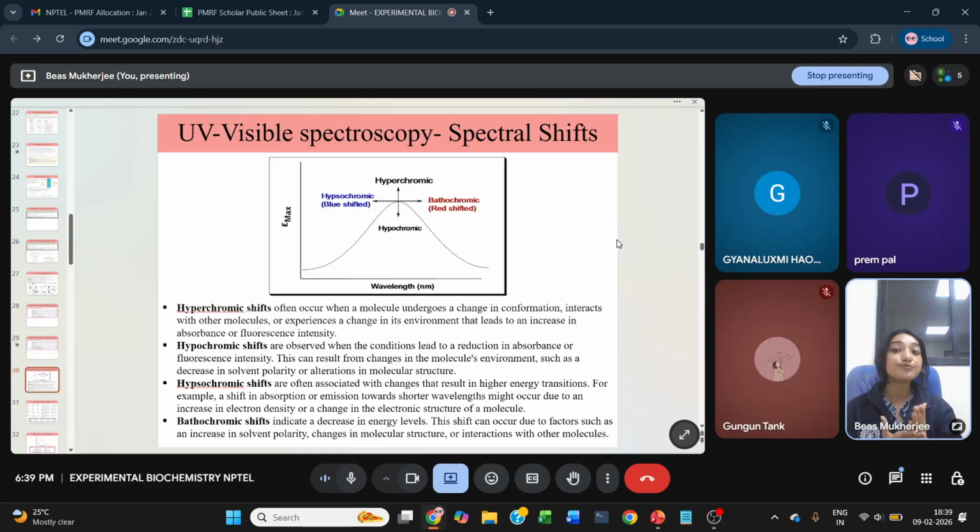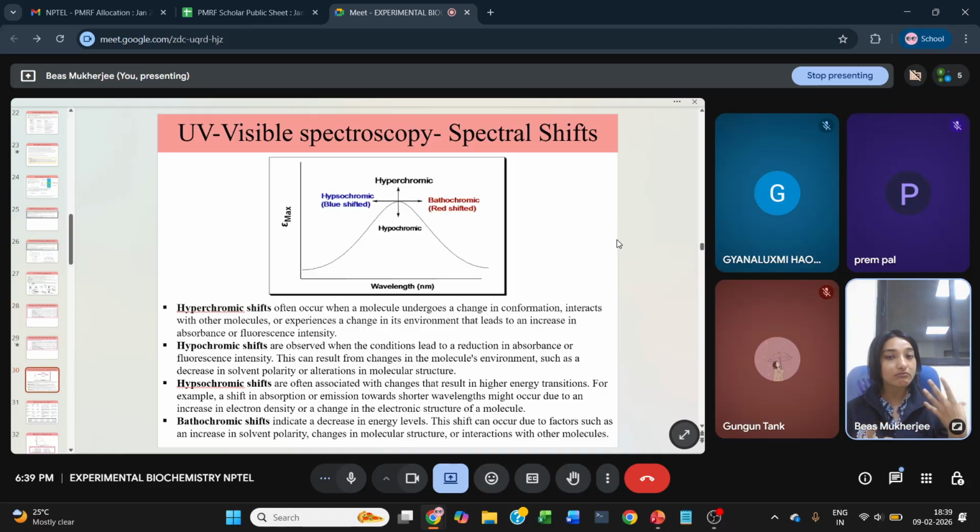Now there is something called hypsochromic shift. What is that? Hypsochromic is often associated with changes that result in higher energy transitions. For example, a shift in absorption or emission towards a shorter wavelength might occur due to an increase in electron density or a change in the electronic structure of the molecule. So that means the shift is going towards the left. This is called blue shift. And there is something called bathochromic shift, which is the red shift. So that means the shift is going towards the right.